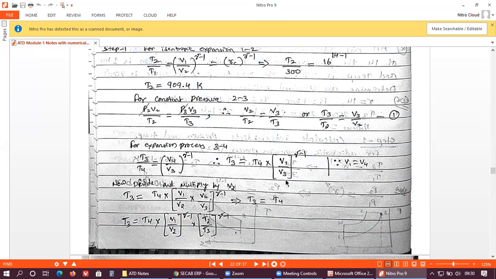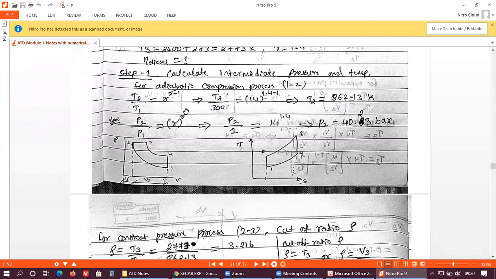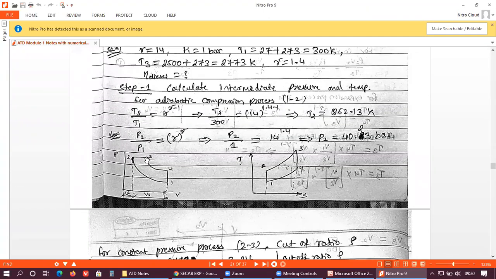V3 is required here, or the ratio of V1 and V2 is required. You can see that for the heat addition process 2 to 3, this equation holds good, because P2 is equal to P3. It is a constant straight line, a constant value from 2 to 3, as you can see here.